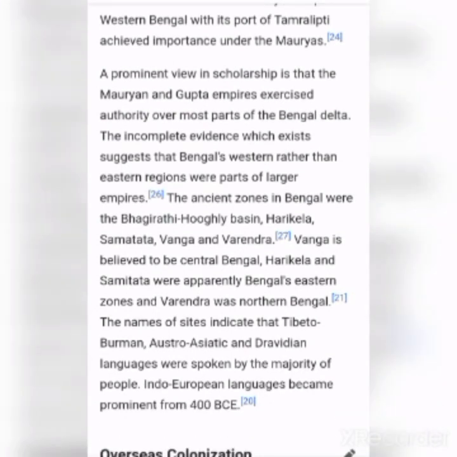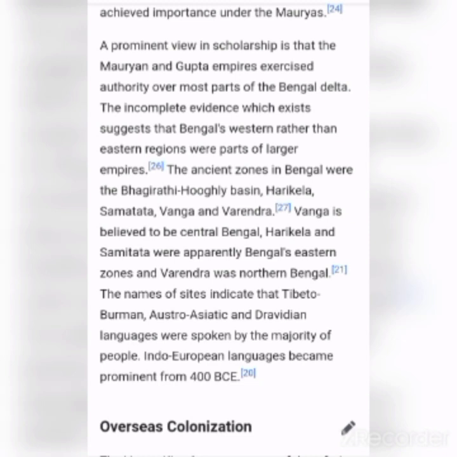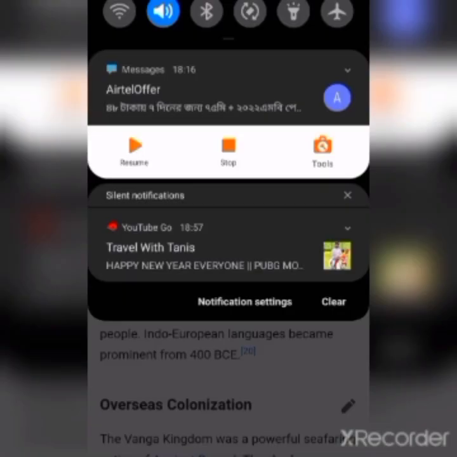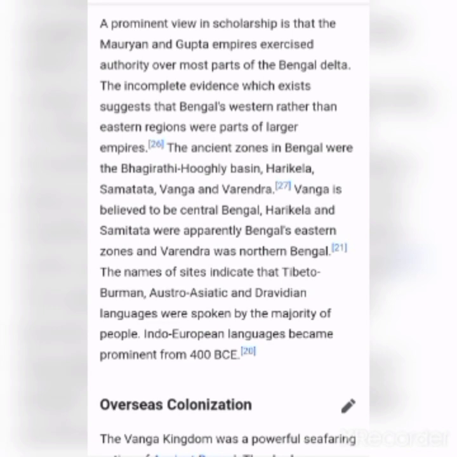The ancient zones in Bengal were the Bhagirathi, Hooghly, Bashin, Harikela, Samatata, Banga, and Barendra. Banga is believed to be central Bengal. Harikela and Samatata were apparently Bengal's eastern zones, and Barendra was northern Bengal.